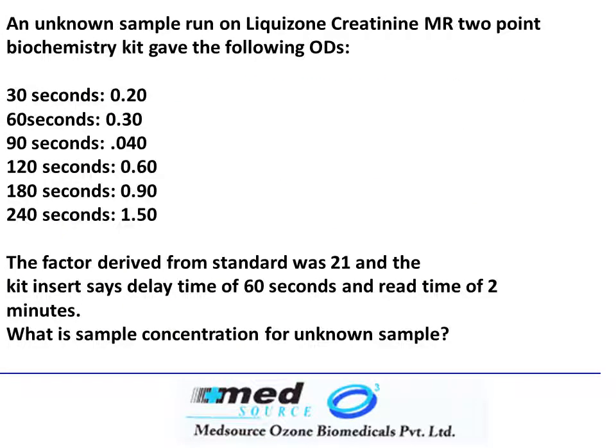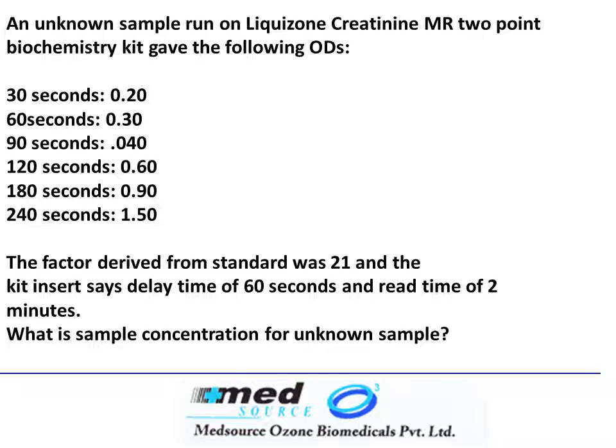Going further, let's look at a 2-point or a fixed time reagent kit. An example of such a reagent kit is creatinine MR. The following ODs or absorbances were observed. At 30 seconds 0.2, 60 seconds 0.3, 90 seconds 0.4, 120 seconds 0.6, 180 seconds 0.9 and 240 seconds 1.5.